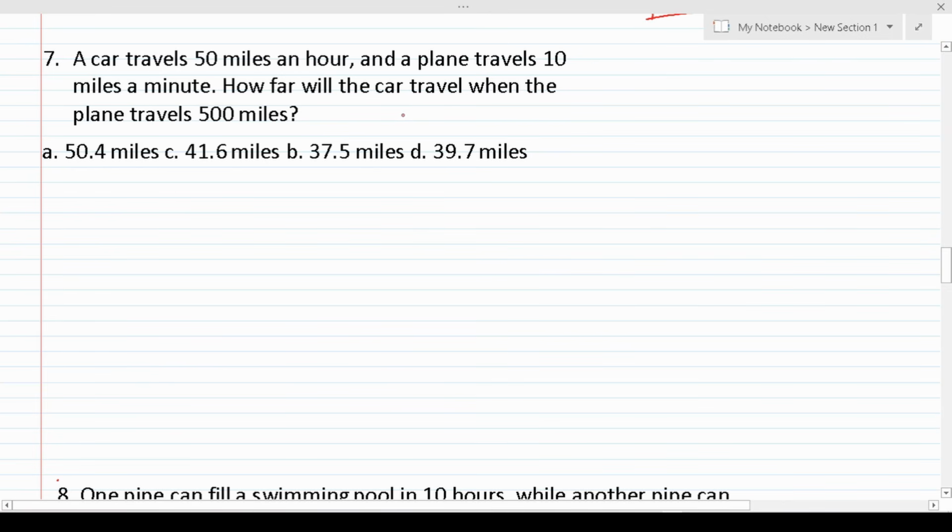Whenever you start seeing miles and times and distances all jumbled up, you should realize that you're probably going to have to make use of the distance formula, which is distance equals rate times time, where D stands for distance, R stands for rate in miles per hour, and T stands for time in terms of hours. That's going to be very important.